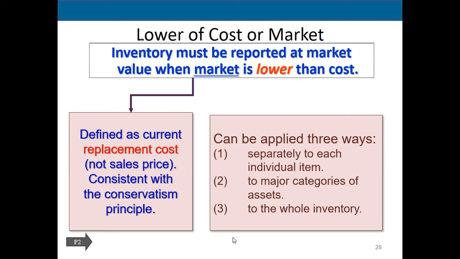applied three different ways. We can apply LCM, or lower of cost or market, separately to each individual item. So if I find that one item that I need to look at lower of cost or market, I can do that. Do I have a whole shelf full of stuff that now nobody wants to buy because it's obsolete? Maybe it's all laptops that still use Windows XP, right, which you're not even supposed to have on the internet anymore. What do I do with that? So that could be a whole major category of assets, or it could be to my inventory as a whole, if I just need to lower the entire cost of my inventory as a whole.